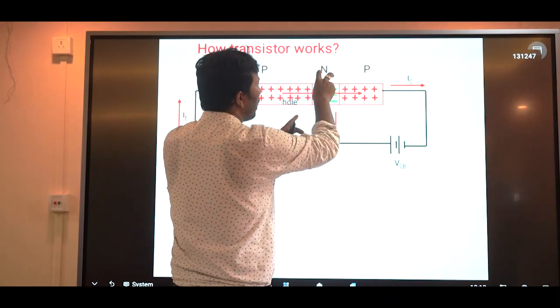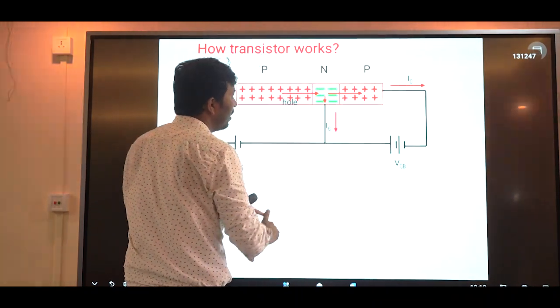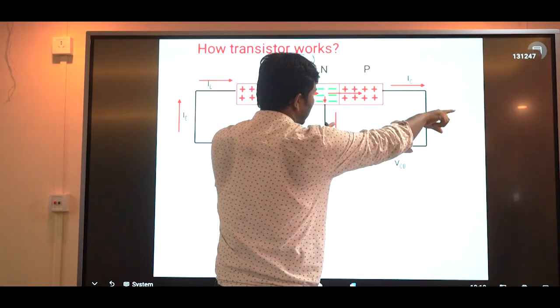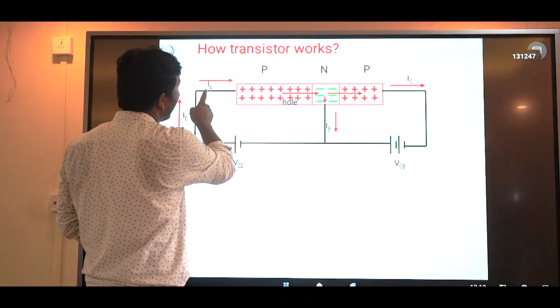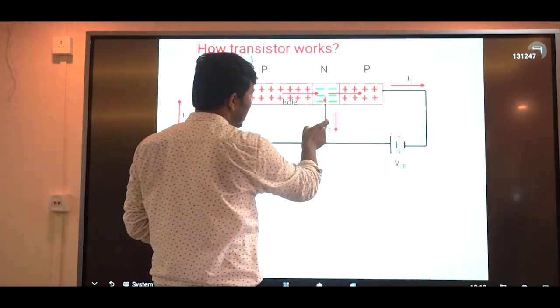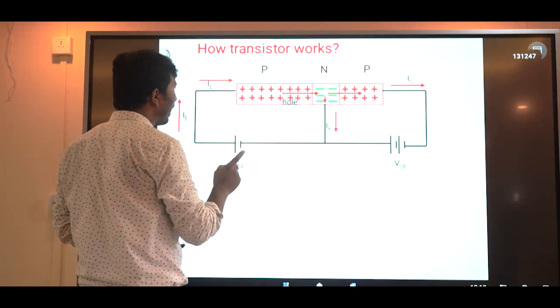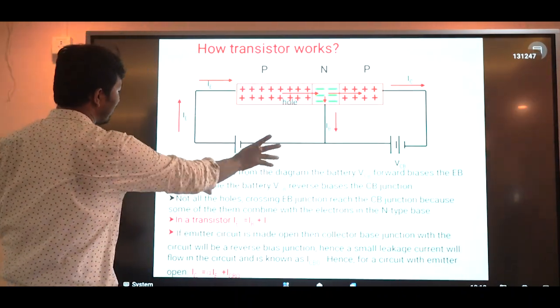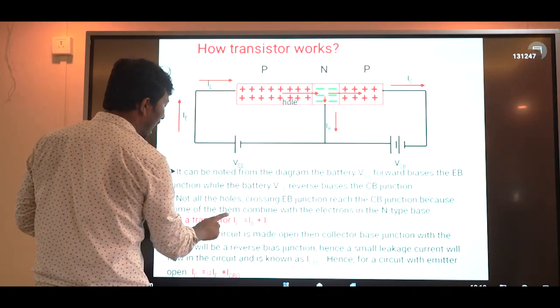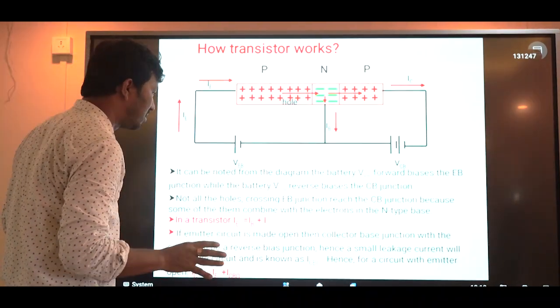A certain amount will get recombined in this N region. We will get base current. The rest of the holes will move towards this output circuit, and we will get collector current. So basically, IE current is getting split as base current and collector current. So IE is always equal to IB plus IC. That thing I have discussed. These are written here, so it is important: IE equals IB plus IC.